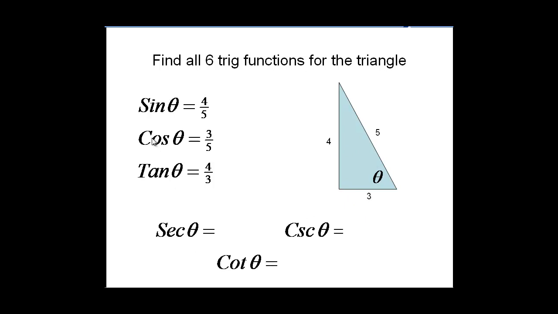Secant is just cosine flipped over, so it's 5 divided by 3. Cosecant is sine flipped over, so it's 5 divided by 4. Cotangent is tangent flipped over, so it's 3 divided by 4.